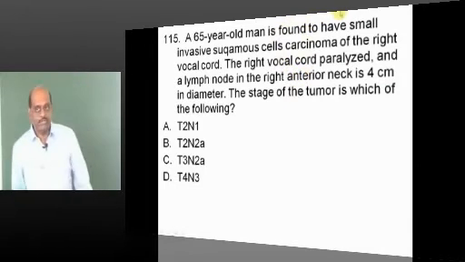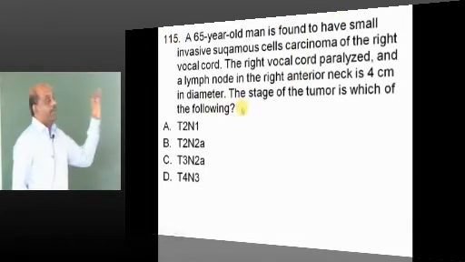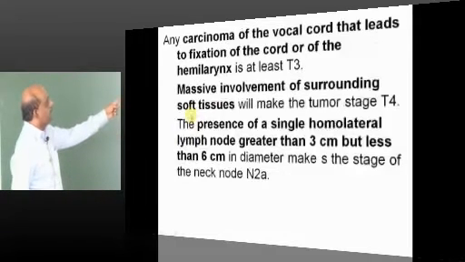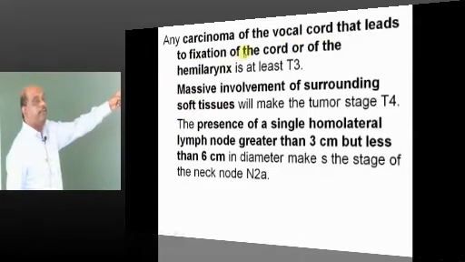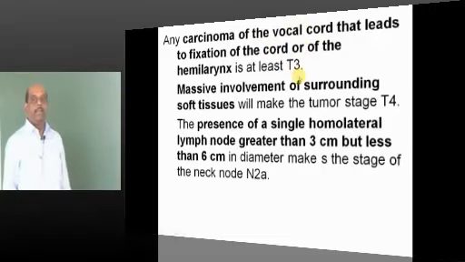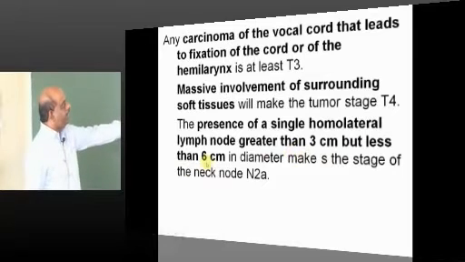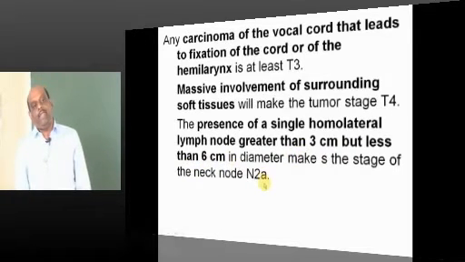I am waiting to see who will answer. C, do you want to propose? Yes. Vocal cord malignancy, doctor, in this country called India, where a lot of dietary and lifestyle factors are predisposing factors. Vocal cord involvement that leads to fixation makes it T3. Massive involvement of the surrounding tissues makes it T4. Presence of ipsilateral lymph nodes more than 3 but less than 6 makes it N2A, is what needs to be remembered.